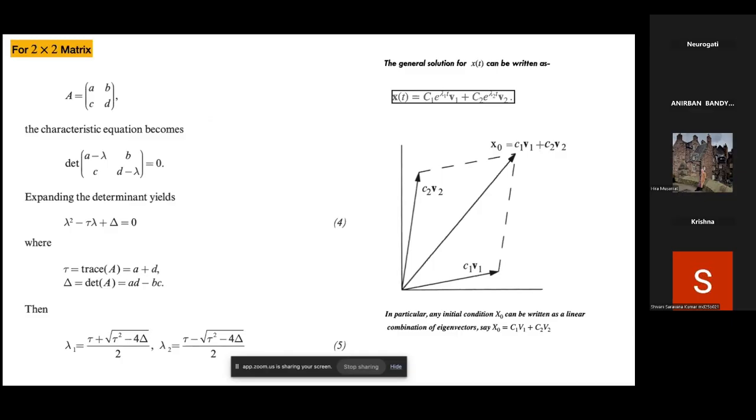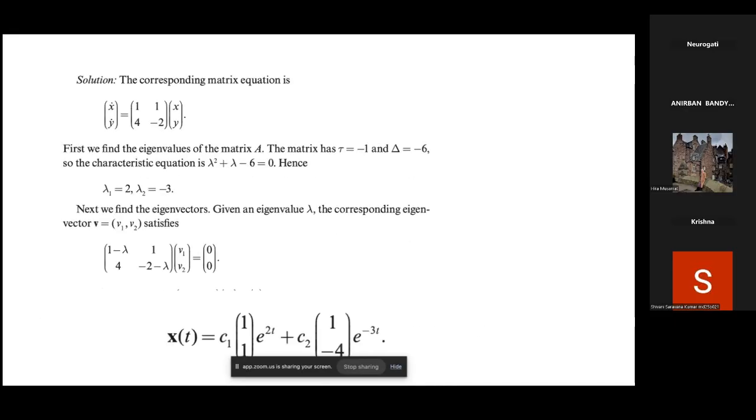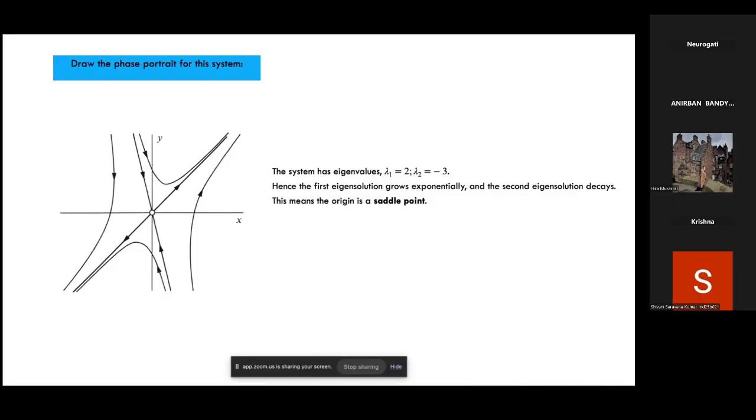Now if you put lambda 1 = 2 and lambda 2 = -3, one solution will be growing exponentially, and another solution will be exponentially decaying. We plotted this solution in an xy plane, and you can see from the plot that one is exponentially growing from the fixed point and another is exponentially decaying. This kind of fixed point is called a saddle point. How the solution looks when we go a little bit away from the origin of the fixed point has also been given here.